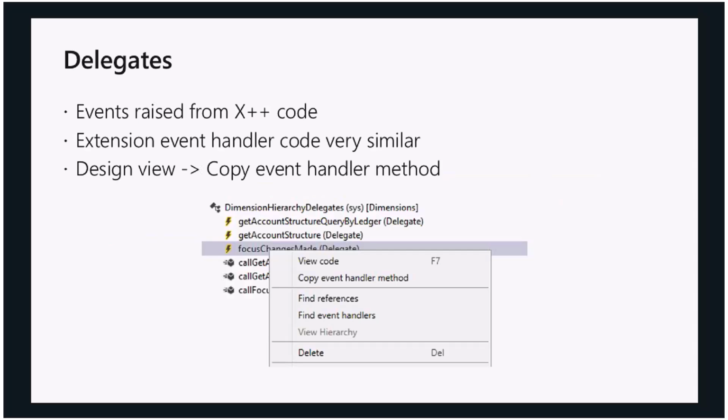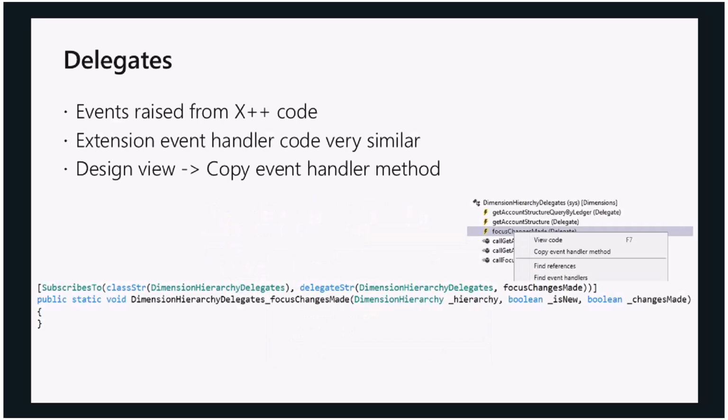Delegates are another type of event that can be raised from code. These are typically inserted into X++ classes when it makes sense for partner code to execute within the flow of an existing X++ method. In this case, even the chain of command technology will not help because you need your code to run inside of the Microsoft logic. In this case, the only option is to raise a delegate and write event handler code that responds to that delegate. You can see all of the delegates on a class by viewing that class in a design view. Then you can copy the event handler boilerplate code just as you did with events in forms or tables. And again, the event handler can be copied into any class.